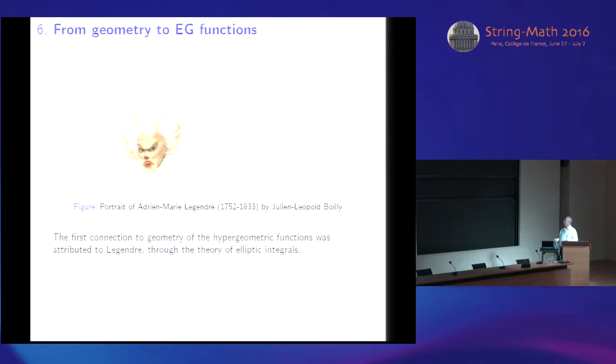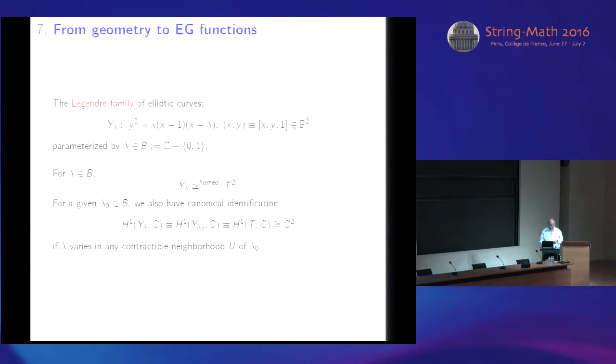And I guess a major turning point was due to Legendre, where he connected to the geometry of elliptic integrals through the theory of elliptic integrals. The Legendre family of elliptic curves is given by this family, where lambda is a parameter defined on C minus 0 and 1, missing out 0 and 1. For each lambda here, Y lambda is homeomorphic to T2, the elliptic curve, which has a canonical identification with the upper half plane H modulo, isomorphic to C2.